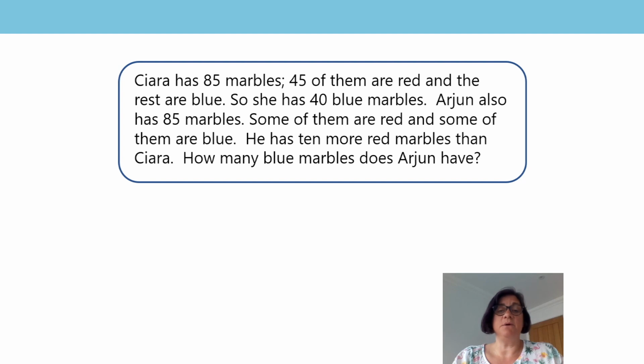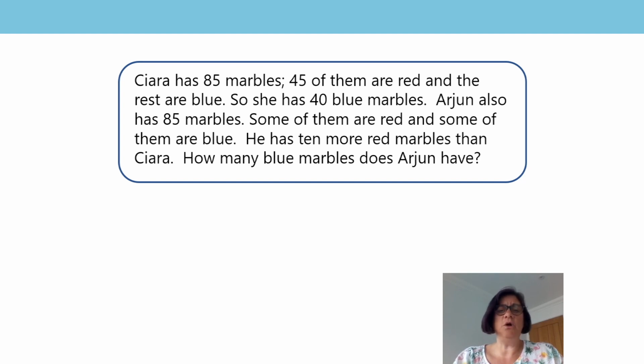Kira has 85 marbles, 45 of them are red and the rest are blue. So she has 40 blue marbles. Arjun also has 85 marbles, some of them are red and some of them are blue. He has 10 more red marbles than Kira. How many blue marbles does Arjun have? Well, let's think. What do we know? And what do we need to find out?